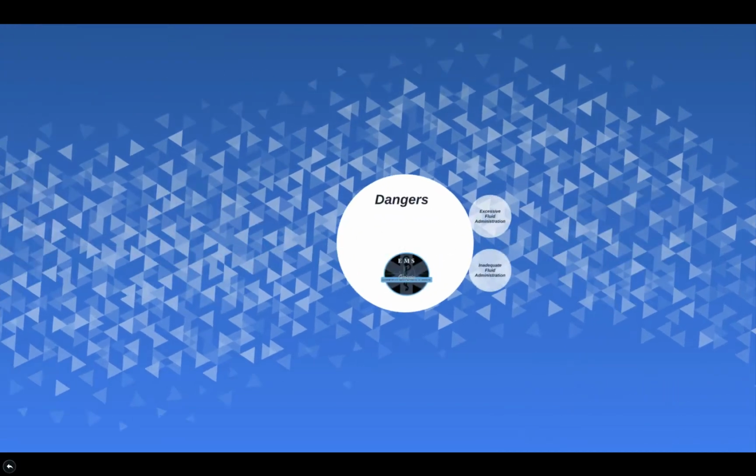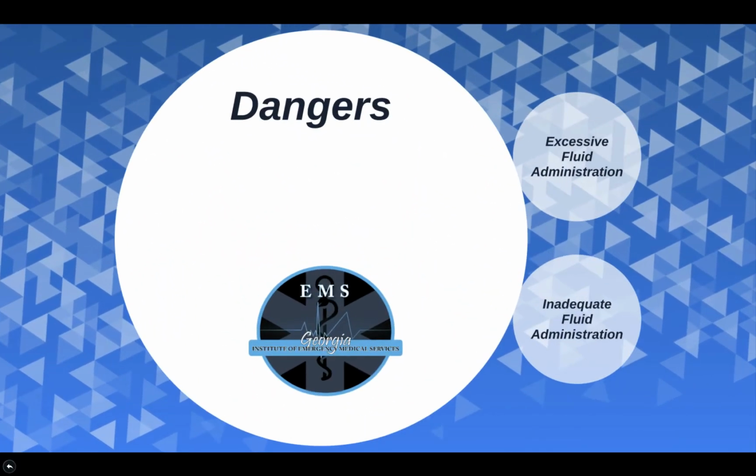So let's talk about some of the dangers that we have, because everything we do, there are risks and benefits. And whenever we're trying to determine what it is we need to do, we need to look at those risks versus the benefits. And if the benefits outweigh the risk, then generally we're going to kind of lean that way.